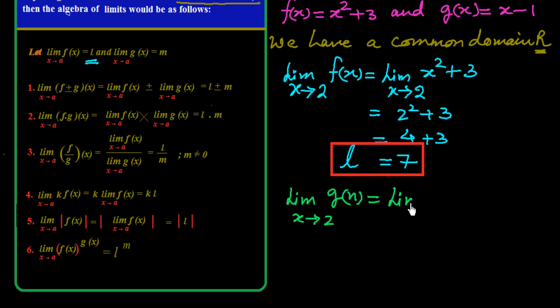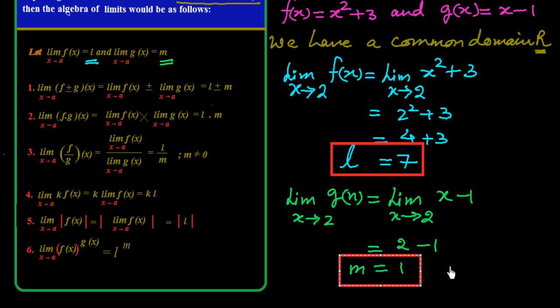So it is limit x tends to 2 of x minus 1. For x minus 1 we have to find this. Now we put this value in here. So it is 2 minus 1, which is 1. So this is our m, the limit of g of x. So m is 1 here. Now you see we have got m also. So we have L and m now.